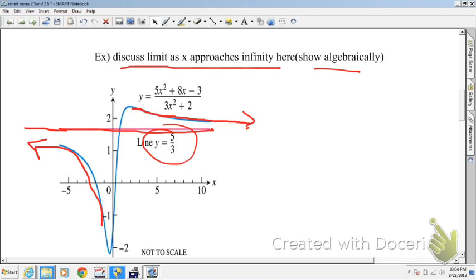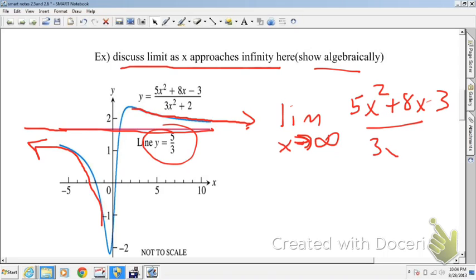So, if I'm interested in the limit as x approaches infinity, first let's look at just positive infinity, of this function, 5x squared plus 8x minus 3 over 3x squared plus 2, what you want to do is divide every term by the highest power in the denominator. So, alright, I'm going to do something and you'll probably see what I did pretty quickly. Oops, that should be a minus there.